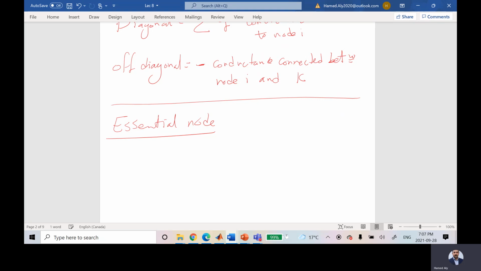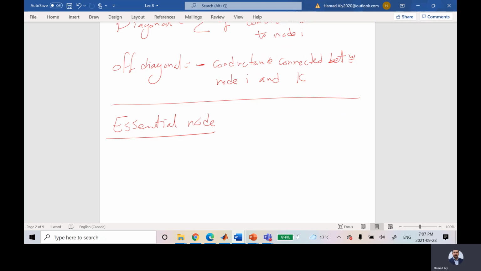What is the essential node? Yes. As you like. If you would like to use it for solving the problem, that's okay. Now, essential node. Do you remember what is the essential node?